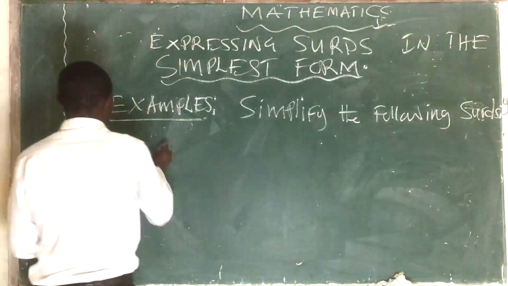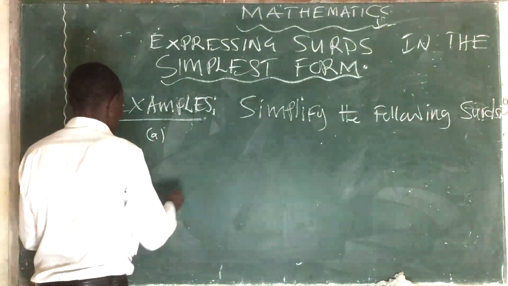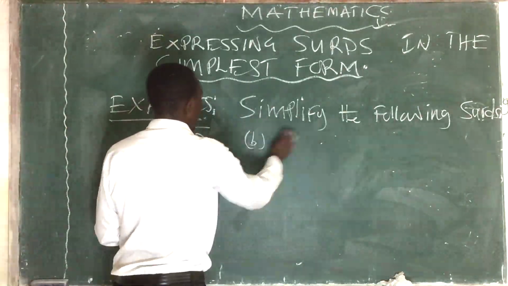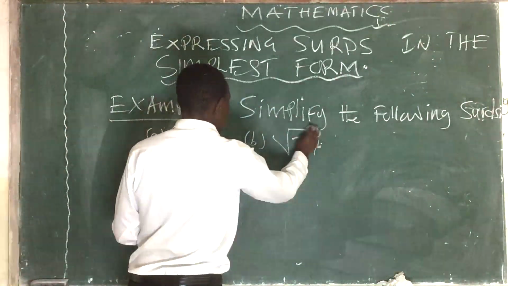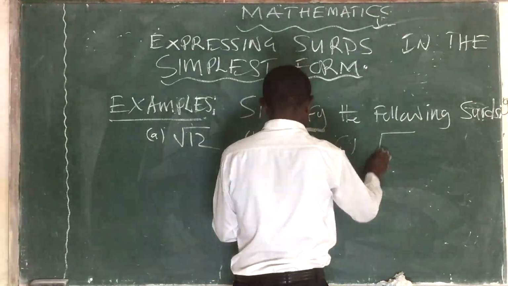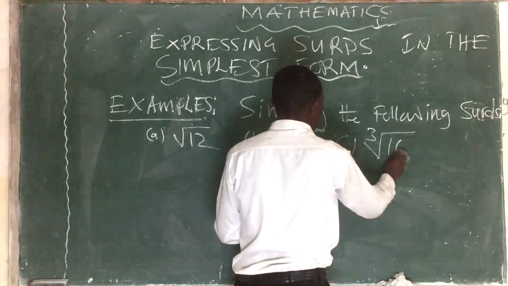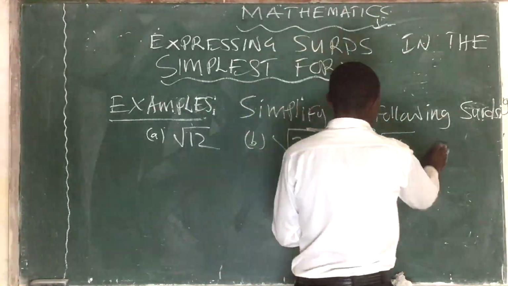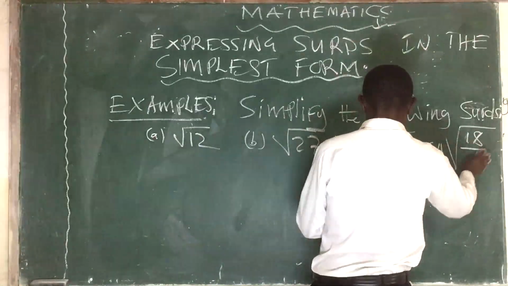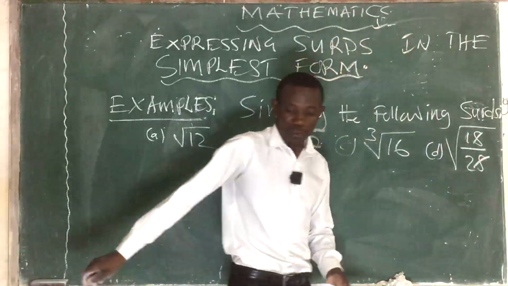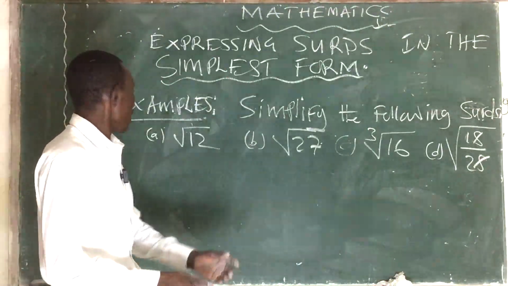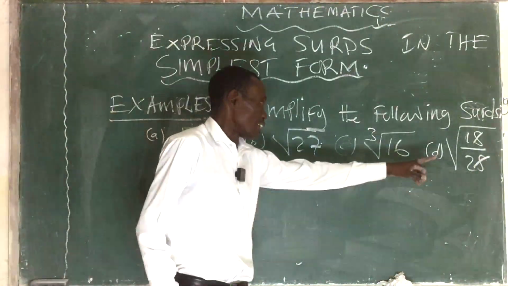Right. We are given A, the square root of 12, B, the square root of 27, and then C, the cube root of 16, and D, the square root of 18 over 24. So you can see what we have here, for example, A, B, C, and D.